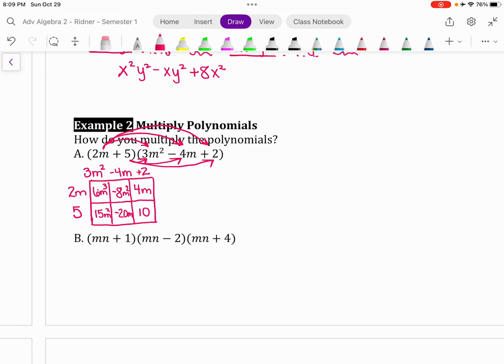So this is my only cube term. I have 2 squared terms, and so I am going to add them together. Notice the plus sign there. So negative 8 plus 15 is 7. So I have 7m squared. Do the same thing with the m terms. So I have negative 20m plus 4 is negative 16m. And then 10 is its own term in the back here.